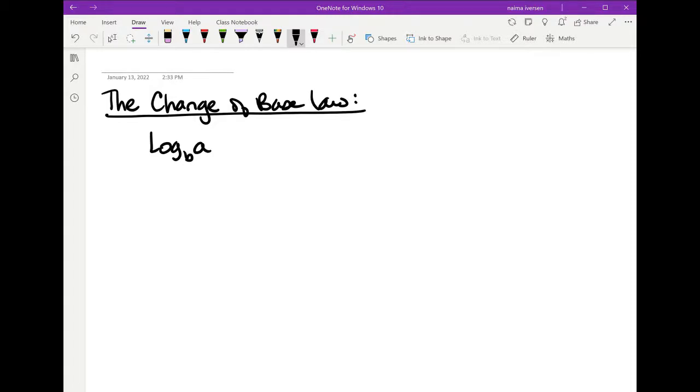evaluate it. For example, if I had log base 2 of 8, I could write this as log base 2 of 2 cubed, and I could evaluate it. But if I had log base 2 of 7, well, we can't really do that because I can't write 7 as a power of 2 yet. And that's where the change of base law comes in.